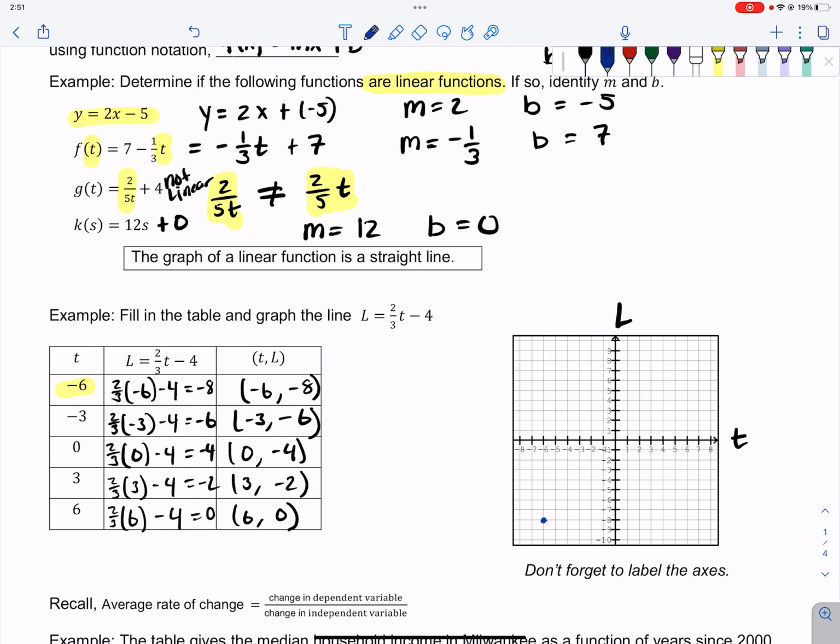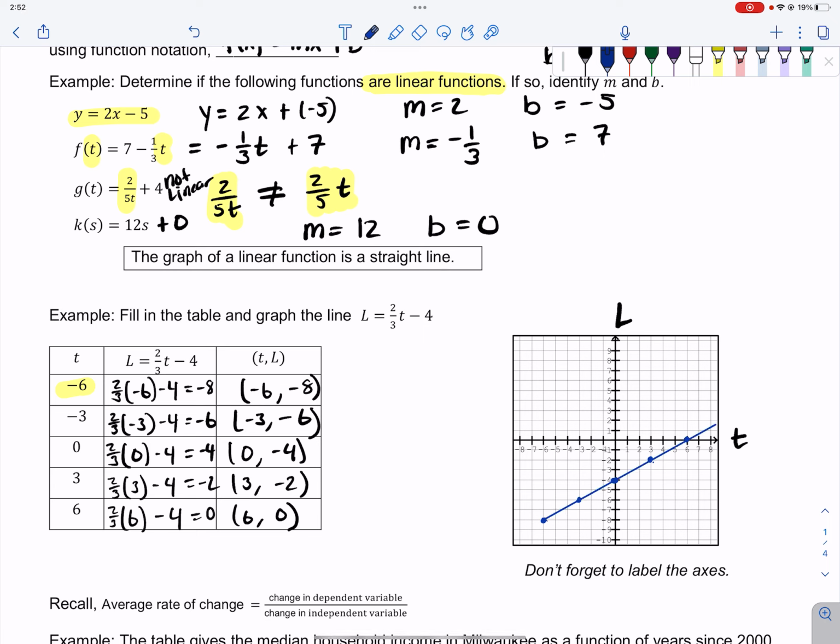And then we have -3, -6. So we're going to go to -3 and then down 6. And then we have 0, -4. So we're not going to move at all on the x-axis, but then we're going to go down 4. And then we have 3, -2. And then lastly 6, 0. So that's on our t-axis for this.